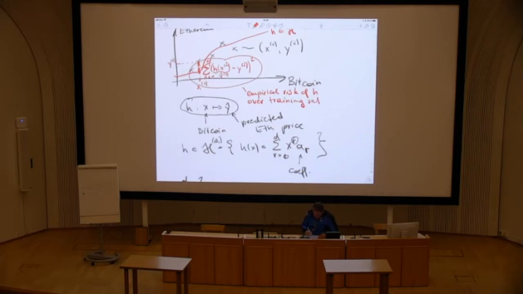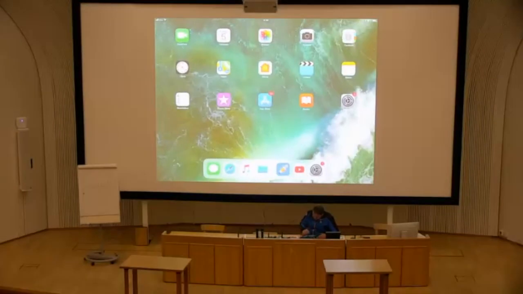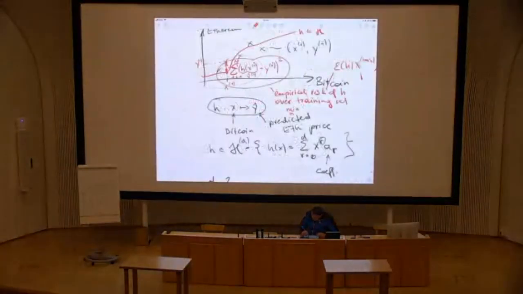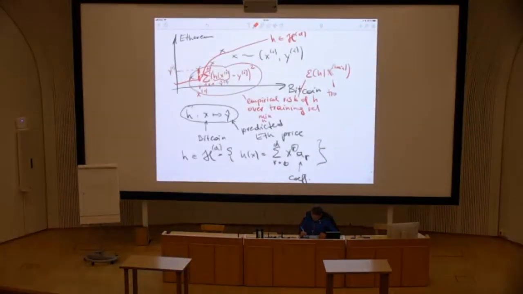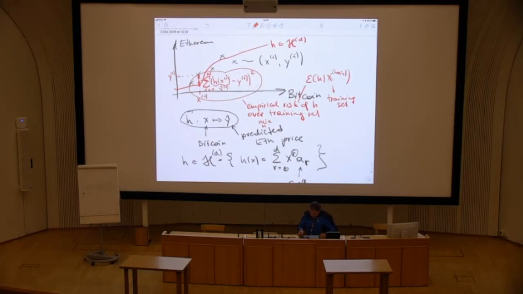And what do we do? Well, we pick the hypothesis which minimizes this risk, let's call it the empirical risk of h over the training set. The training set is a bunch of labeled data points, a bunch of data points where we know the features, the Bitcoin price, and the Ethereum price.